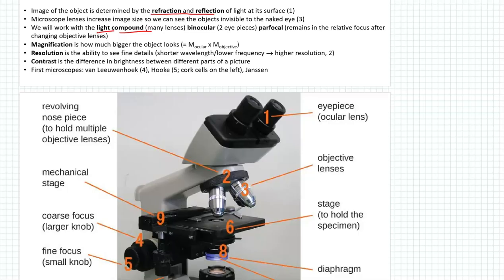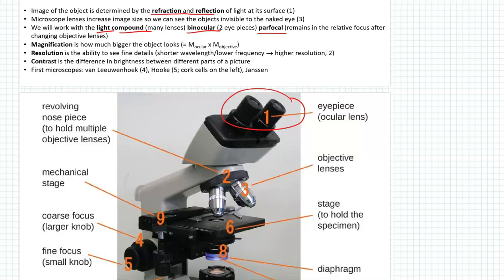They are compound, which means they have many lenses. They're binocular. They have two eyepieces. And importantly, they are parfocal. The term parfocal refers to the fact that when you change objective lenses, let's say you go from 4x lens to 10x lens, the image remains in the relative focus.